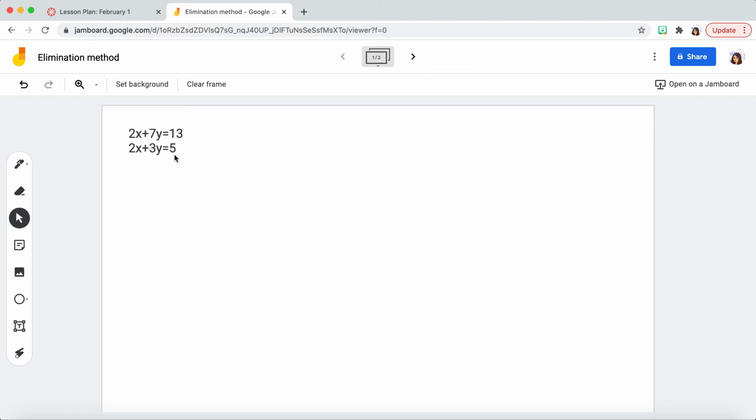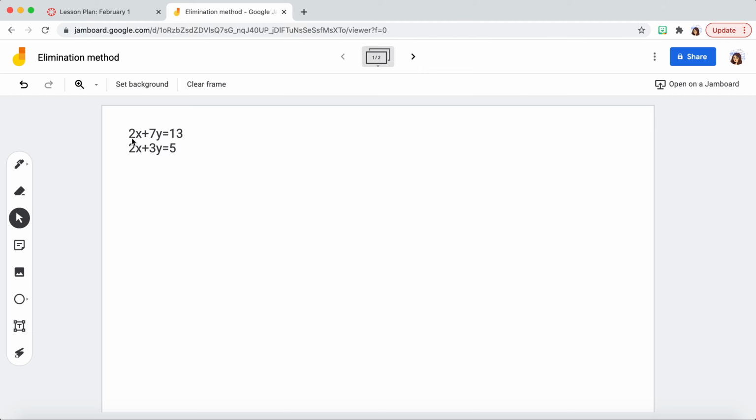So the purpose of the elimination method is that you cancel one of the variables. You can either cancel the x's or you can cancel the y's. It doesn't matter which one you cancel, but it's always easiest if you find one that is easier to cancel. For example, in this example that I gave you here, I can see that it's easier to cancel the x's.